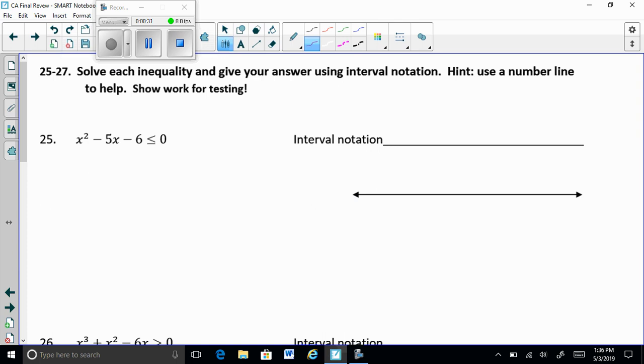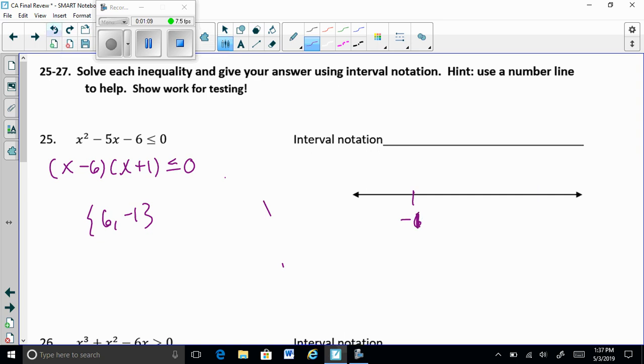So what we do is we find those key points, the x-intercepts, and then we're going to test them on this number line right here. We're going to start with this, and we're going to factor this into x minus 6, x plus 1, less than or equal to 0. Those key points are going to be at 6 and negative 1, because if you plug them in, they will make the expression 0, which in this case is okay, because the inequality sign says less than or equal to.